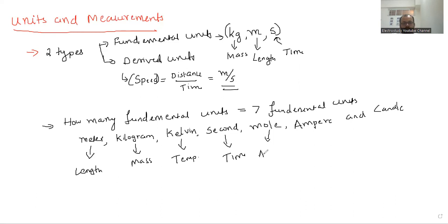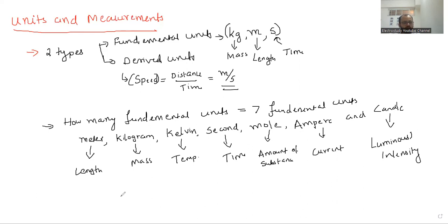Regarding the mole, what is mole? Amount of substance. Make a note of this. How about ampere? What is the quantity? Identify the quantity. Current, of course, current. And what is candela? It is luminous intensity. Very, very important. Candela, luminous intensity. I think it's clear to everybody.